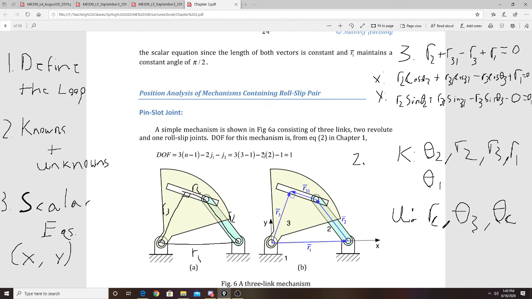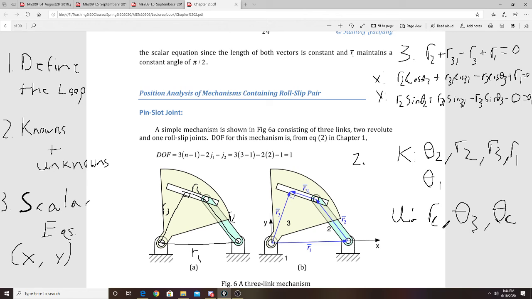So far, this is how you should solve the questions. You should define the loop, so you make the loop, and you name the variables. You do the knowns and unknowns, the k's and u's, which are theta 2, r2, r3, r1, and theta 1, and you find your unknowns. Then you write out your scalar equations, right? So now, real quick, this is where we've run into a bit of a snag. And you will find this in a lot of problems.